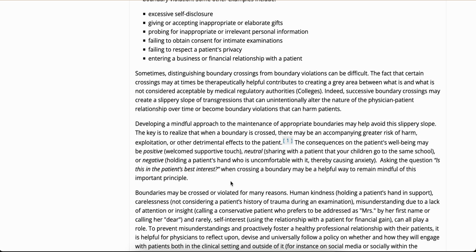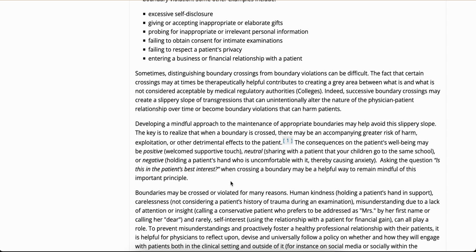Sometimes distinguishing boundary crossing from violations can be difficult. The fact that certain crossings may at times be therapeutically helpful contributes to creating a gray area between what is and what is not considered acceptable by medical regulatory authorities. That's why you never know what the crossing is and what the violation is. Let's suppose you talk about your illness, that does not harm the patient, but you cross that boundary because you want to make a helpful contribution, and what is not considered acceptable by the medical regulatory authorities.